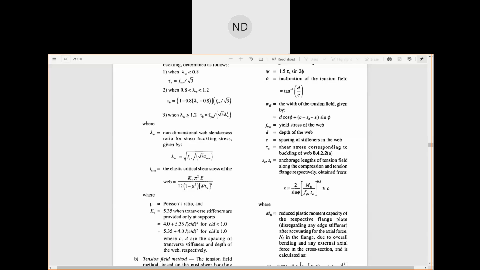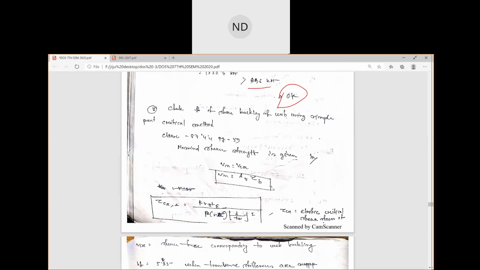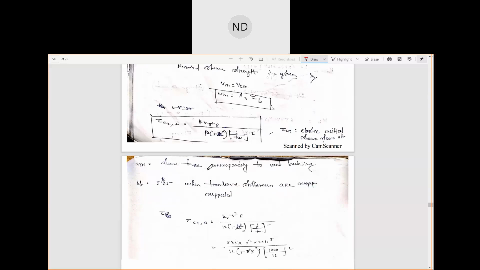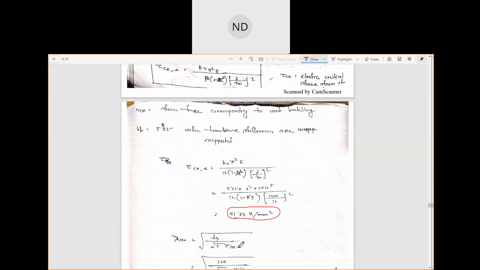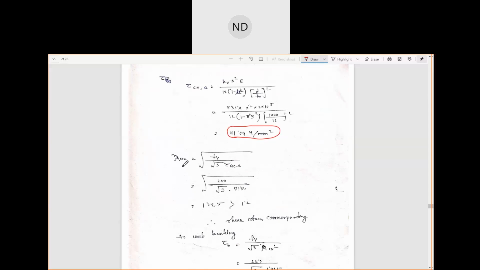So once we know this tau cr value, the elastic critical shear stress, first of all, kv is 5.35 from the IS code. Then E is 2 into 10 to the power 5, the elastic constant. Then mu is 0.3. D of the web is 1400. Thickness of the web is 12 mm. So we got the tau cr value to be 71.04 Newton per mm square. Now with the help of this we can find out lambda w, placing the value of tau cr.